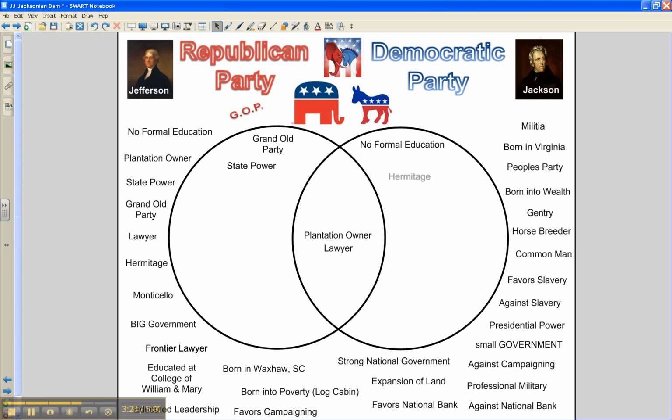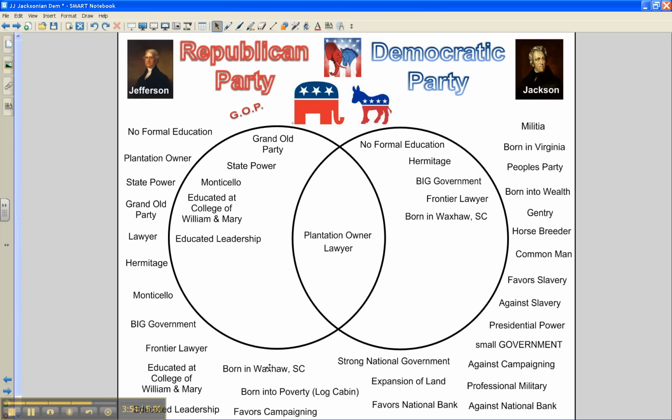The Hermitage was the name of the plantation of Andrew Jackson, and Monticello, the plantation name of Jefferson's. Big government, this is Andrew Jackson's party. Frontier lawyer, Andrew Jackson. Educated at the College of William and Mary, that would be Thomas Jefferson. A educated leadership, well, obviously, that would be Thomas Jefferson. Born in Waxhaw, South Carolina, Jackson. Born into poverty in a log cabin, Andrew Jackson.